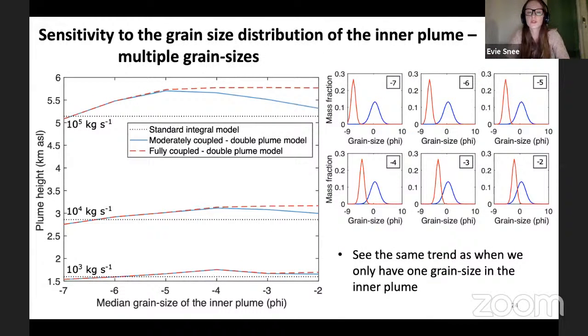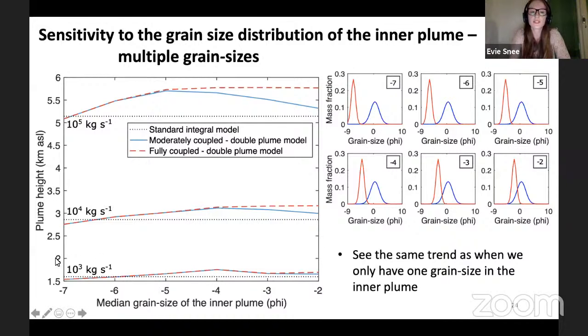So now let's have a look at the results where we have a more realistic grain size distribution in the inner plume, in the lava fountain. This time we've used a log normal grain size distribution where we've varied the median grain size. On our x-axis here, you can see we go from a coarser median grain size to finer. These median grain sizes correspond to these subplots here on the right, where you can see the median grain size is defined in the boxes. The red grain size distribution is for the lava fountain, so the inner plume, and the blue is that of the surrounding tephra plume. You can see this one does not change.